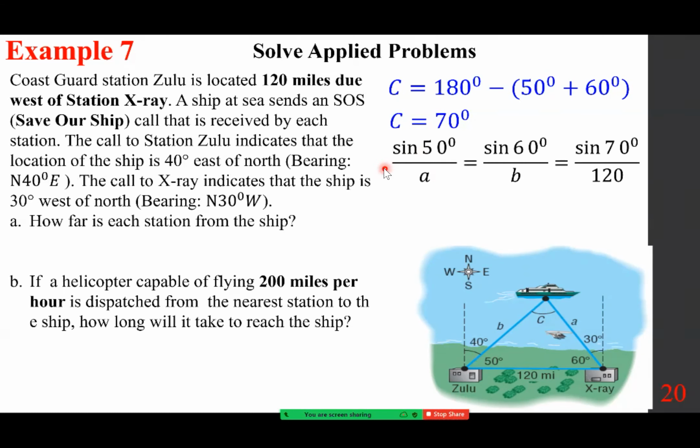Of course, C is given, so let's write all of them. Sine of 50 over A, sine of 60 over B, and sine of C, C we found it to be 70, over 120. And that's the key. We have this one.